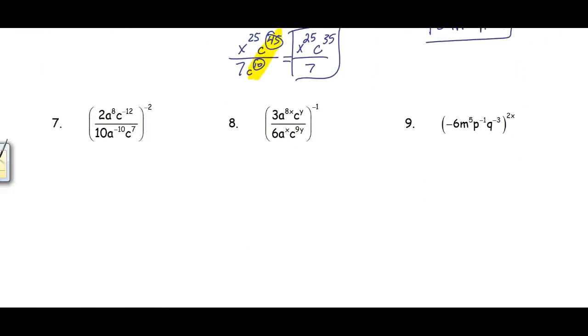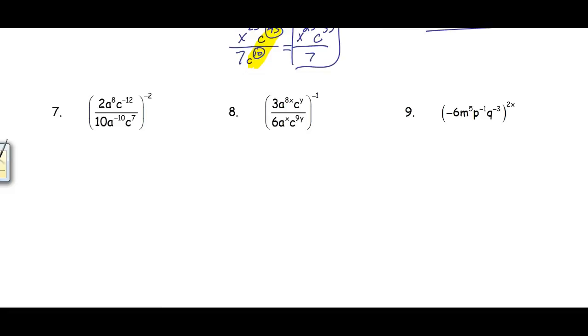All right, number 7. You can go ahead and simplify everything on the inside. That's what's nice about exponents. You can simplify as much as possible. So let's take care of our fraction out front. You get 1/5, a to the 8th, c to the negative 12th. Bring this along and remember to always bring your exponent.